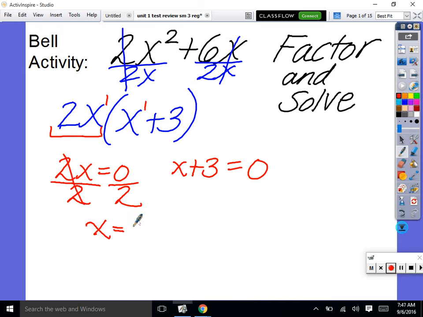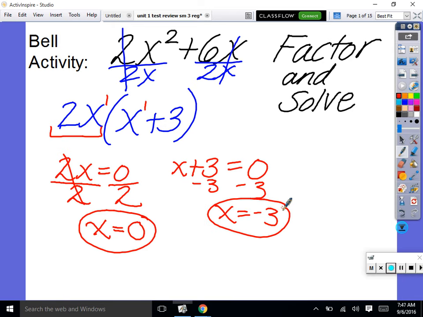So x equals 0. It's crossing the x-axis at 0. We would subtract 3, x is equal to negative 3. And it's also crossing the x-axis at negative 3. We could have checked our answers by graphing this and looking with our eyes, solving by graphing to see where it crossed the x-axis. Does everybody understand? Do we have questions?